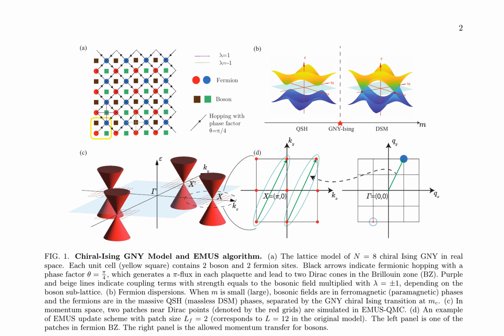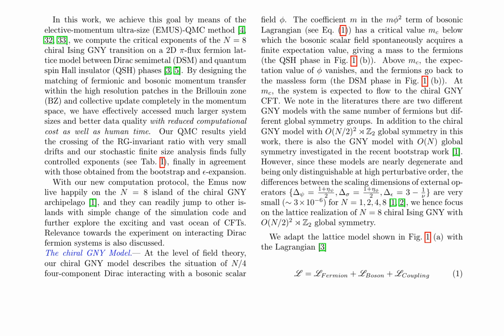The EMUS QMC method is designed to overcome the limitations of previous lattice model simulations, where the critical bosonic and fermionic modes were not properly matched, leading to significant drifts of the exponents in finite size analyses. By simulating two patches near Dirac points in momentum space and using a collective update scheme, the EMUS QMC method effectively accesses larger system sizes and better data quality with reduced computational cost.